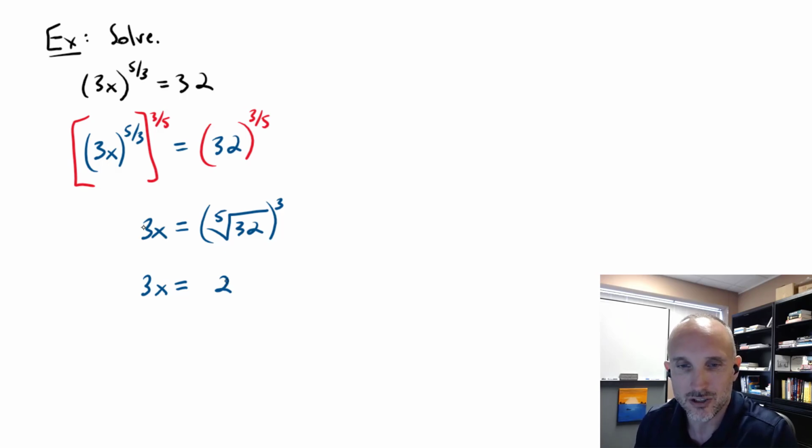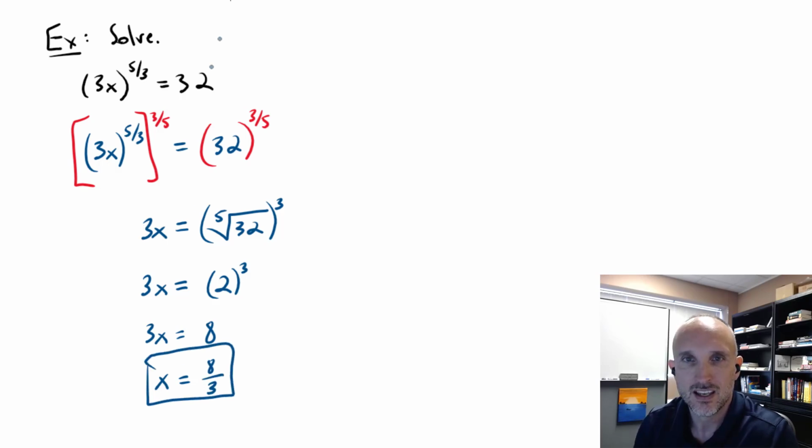So the 5th root of 32 is 2, but I still have to cube that. I have to multiply it by itself 3 times. 2 times 2 times 2 is 8. And now we can divide both sides by 3 to see that x equals 8 thirds. And because the original problem had a denominator of 3, this is an odd root. We don't need to check our answer.